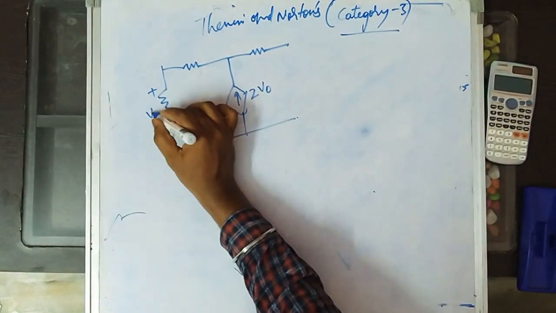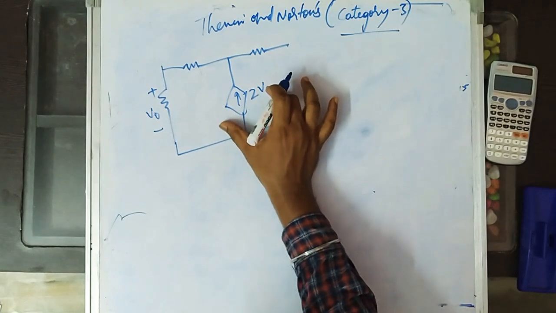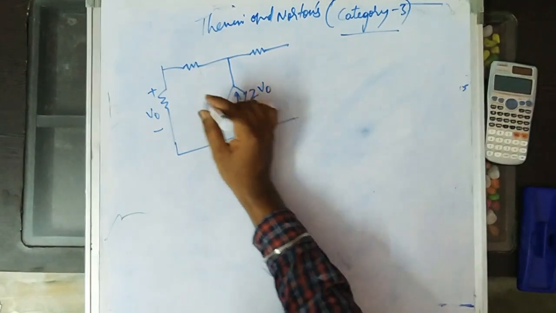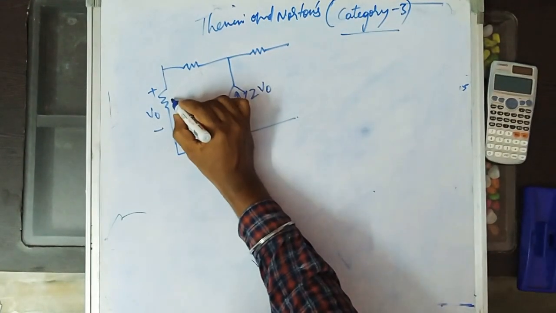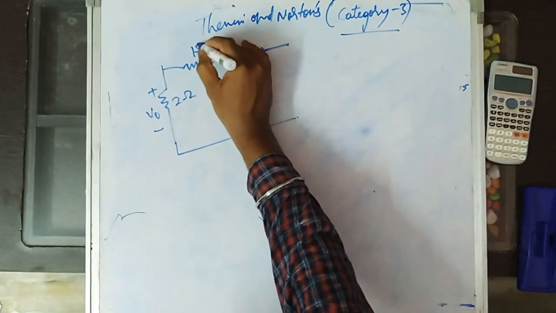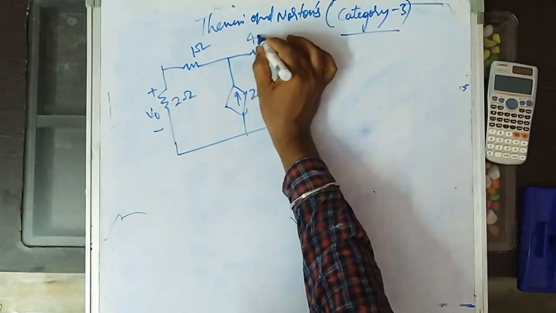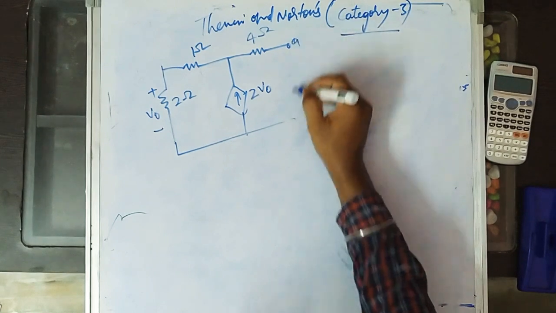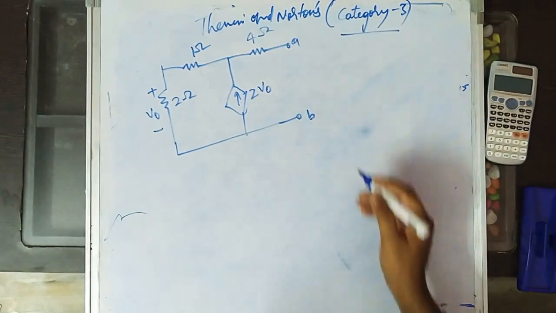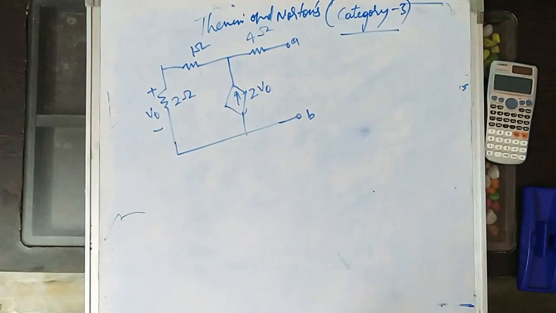This is V1 naught, a voltage-dependent current source, and that voltage is the voltage across the 2 ohm. This is 1 ohm, and this is 4 ohm. These are the AB terminals. The question asks us to find the Thevenin or Norton equivalent across the AB terminals.